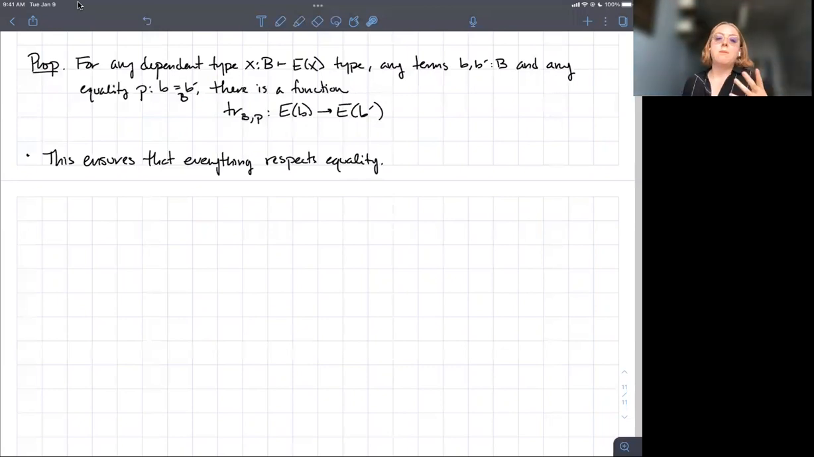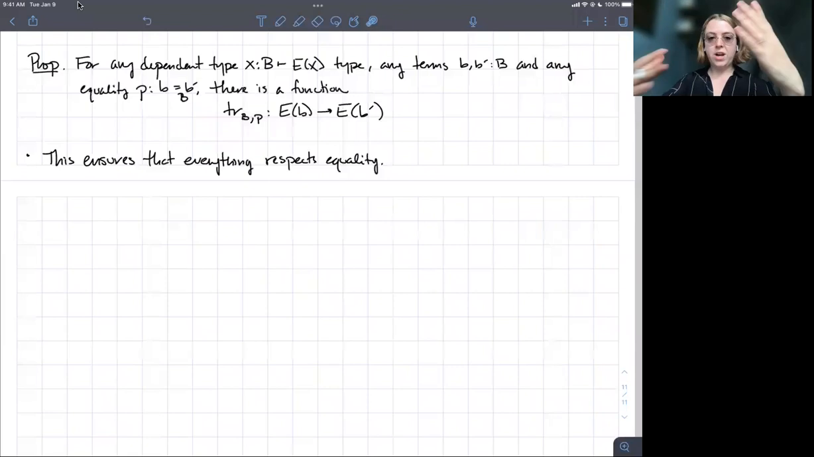And if we think of E maybe not as just a predicate, but maybe a really complicated construction of some sort with a lot of mathematical complexity, then that also respects equality in the sense that we can transport that construction along paths.